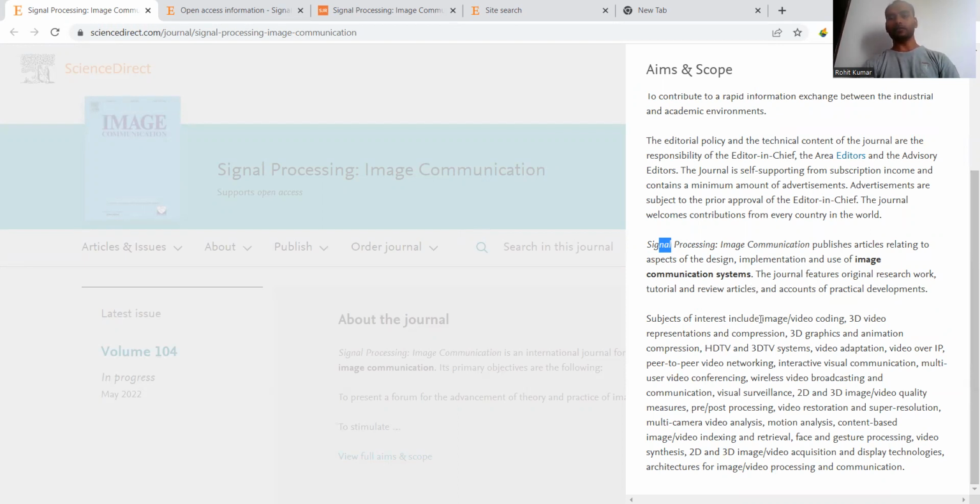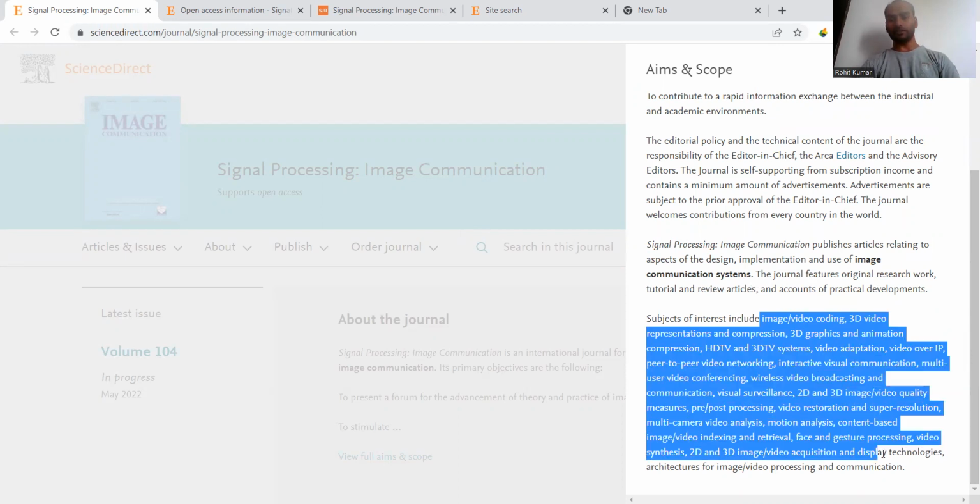Subjects of interest include image and video. These are the different topics that you can look into. Okay, image and video coding, 3D video representation and compression, 3D graphics and animation compression, HDTV, 3D TV systems, video adaptation, video over IP, peer-to-peer video networking, interactive visual communication. So in every term, you can see that image and video are in focus, or the visual aspects. Ultimately it is focusing on visual communication. Visual means image communication, because again, video is a combination of multiple frames or images.